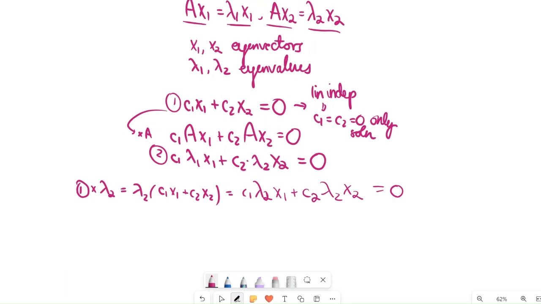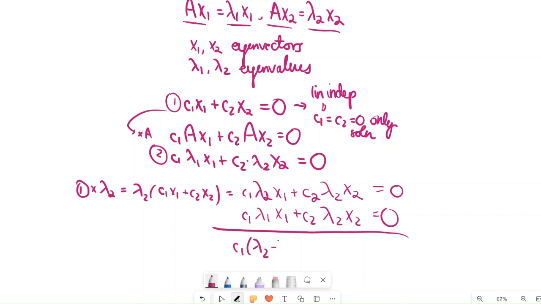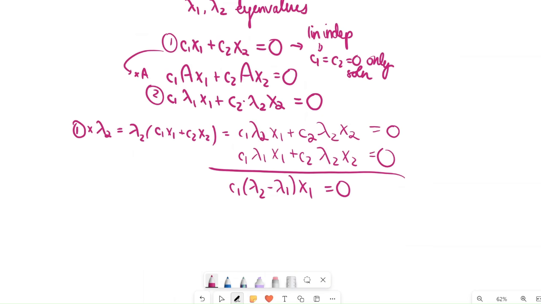And from this we get, okay, so then we can also compare this with 2, which is c1 lambda 1 x1 plus c2 lambda 2 x2 equals 0. So we can just subtract these two equations and we get c1 times (lambda 2 minus lambda 1) x1 equals 0. Because we've said that these are different eigenvalues, so they're distinct, this is going to be non-zero.